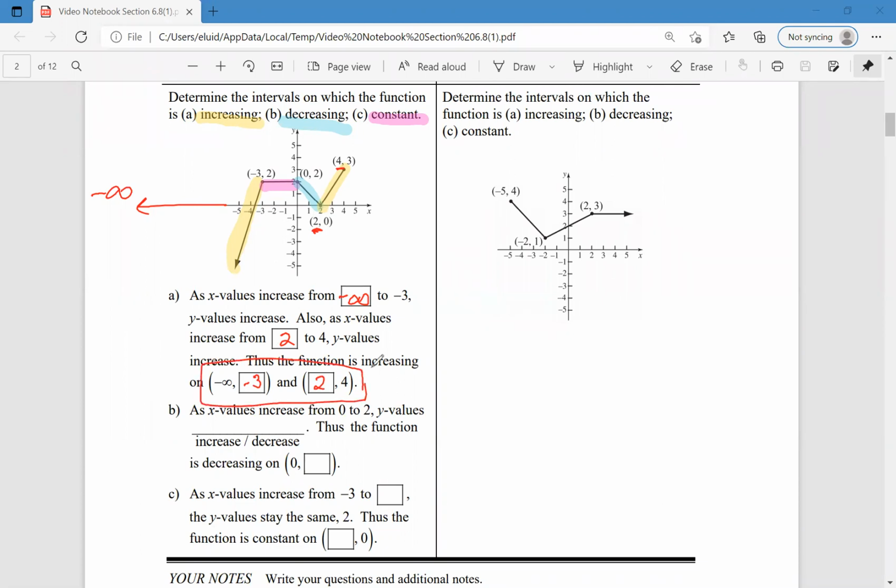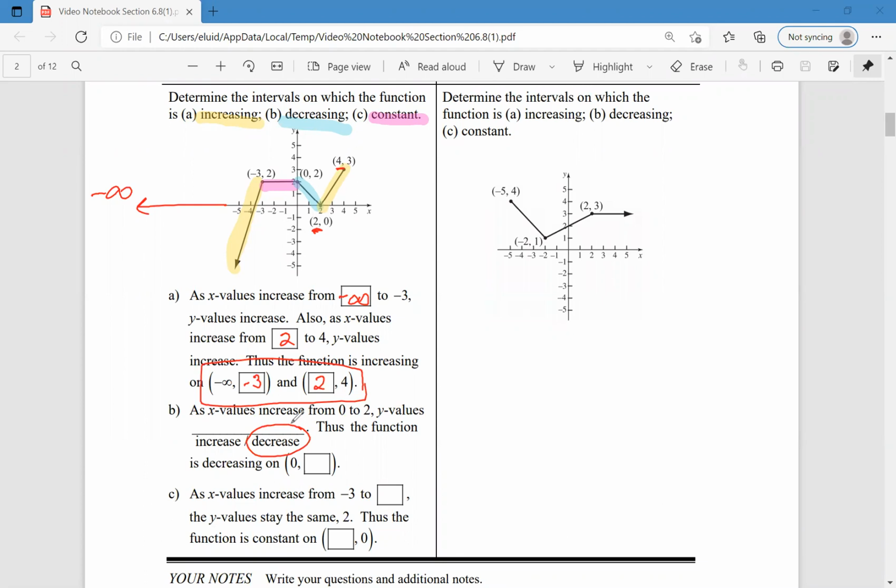There's 2 of them: (-infinity, -3) and (2, 4), all with parentheses. Okay, part B for decreasing. As x values increase from 0 to 2, so that's this blue piece here, as the x goes from 0 to 2, what's happening to the graph? The y values decrease. You can circle that.